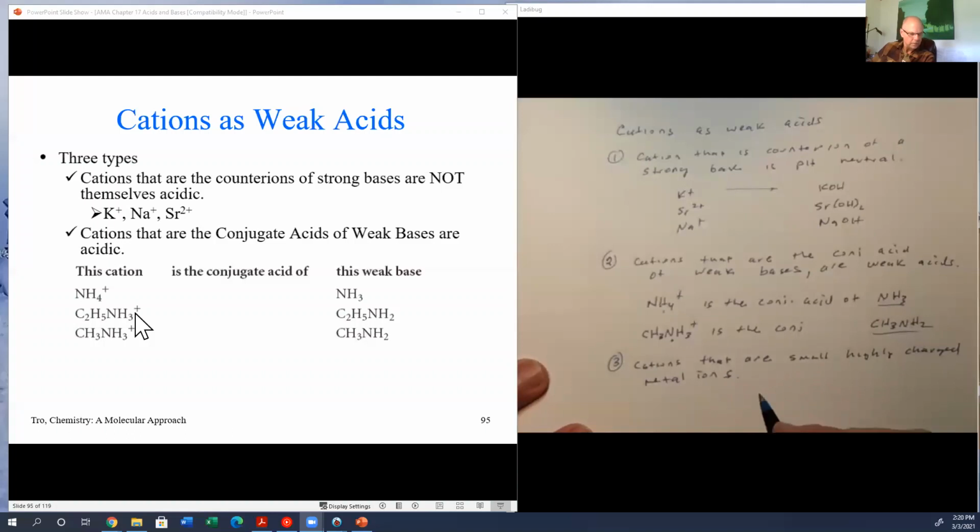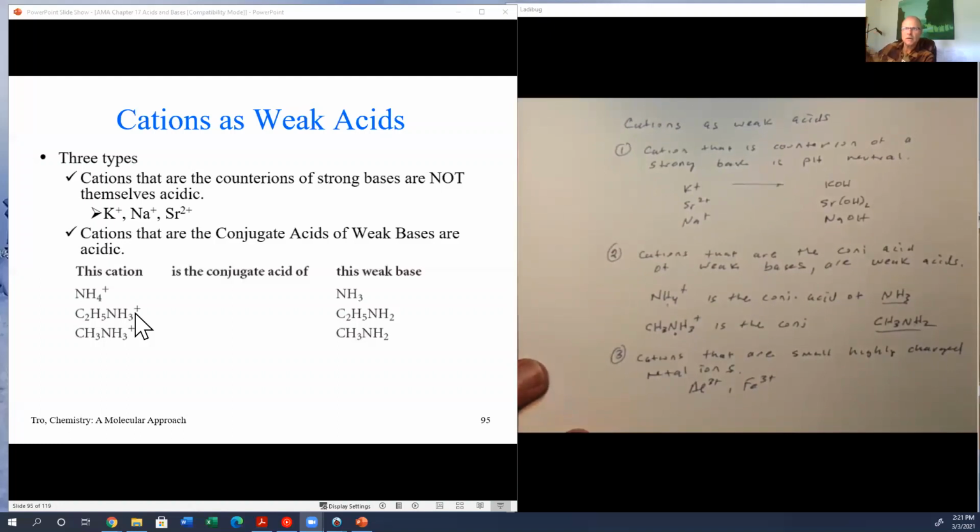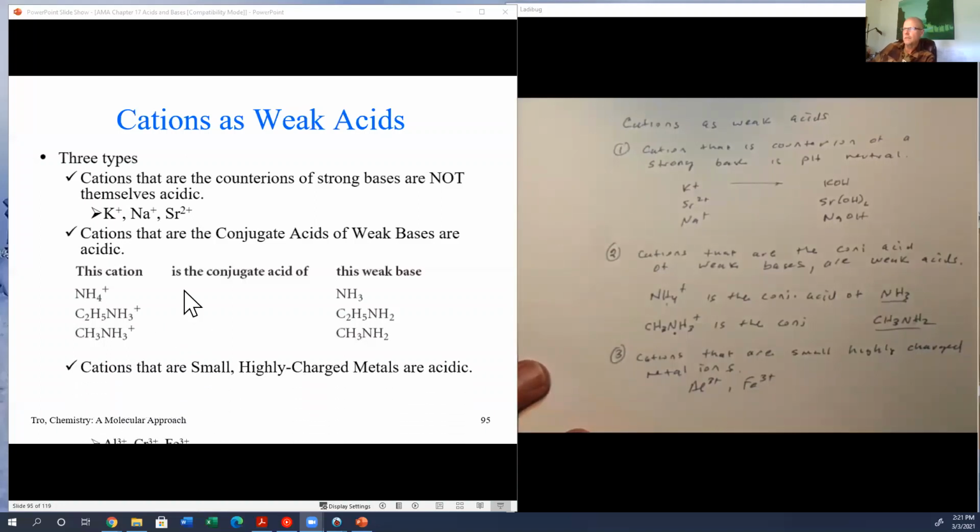Highly charged metal ions, things like Al3+ and Fe3+. By small, highly charged metals, I mean metals that are towards the top of the periodic table and not towards the bottom, and ones that have big charges like 3+. These are also acidic.